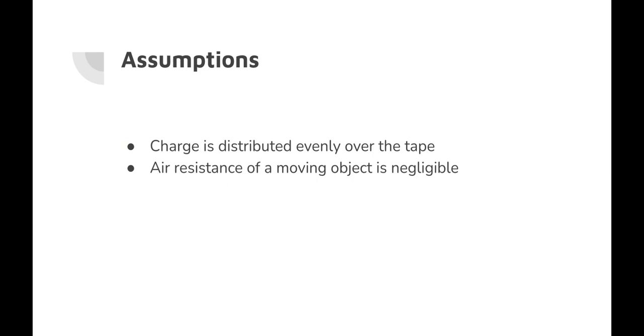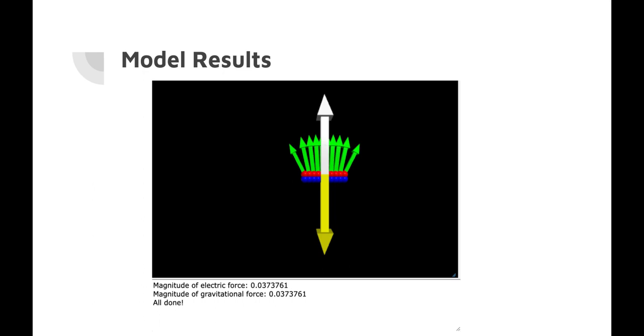For our assumptions for this model, charge is evenly distributed over the tape, so the charge is not grouping up on one end or the other. We're also assuming the air resistance is negligible, so when the top tape moved up due to the bottom tape, we're assuming that air resistance did not have an effect on it. So here's the model that I created.